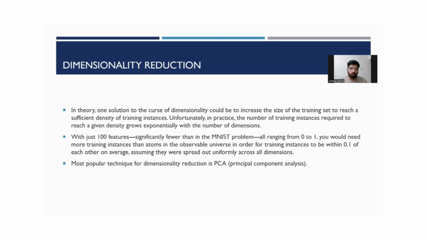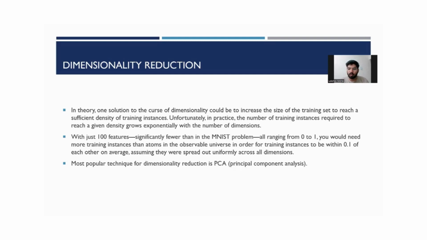Suppose we have 100 features, all ranging from 0 to 1. So we will need more training instances than the atoms in the observable universe in order for training instances to be within 0.1 of each other on average. That is a very huge number. So it is not applicable in practice to increase the size of the training set. So what we need to do is dimensionality reduction. Here comes the need of dimensionality reduction.